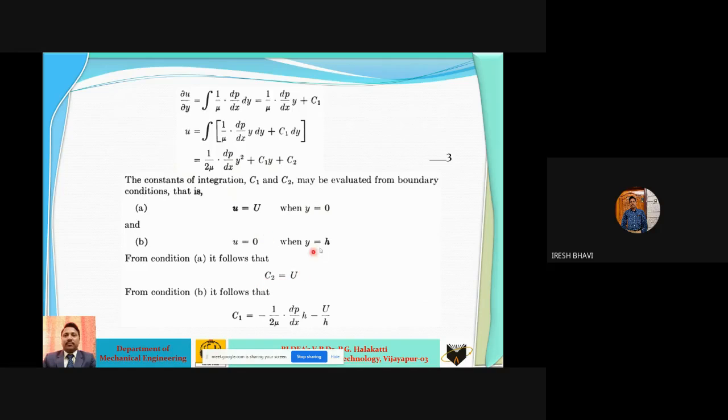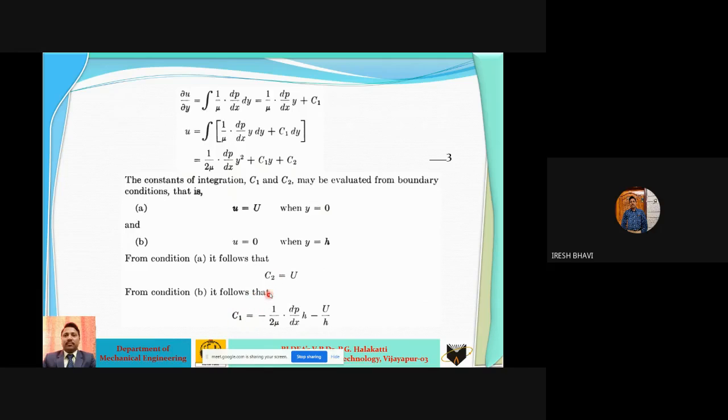Now let us substitute the second boundary condition, that is, when y is equal to h, u is equal to 0. Substitute y is equal to h. So it will become 0 is equal to 1 by 2 mu dp by dx into h square plus c1 into h plus c2, where c2 is equal to U, already you have got. Substitute it and simplify. You will get c1 is equal to minus 1 by 2 mu dp by dx into h minus U by h. Now you have got both the integration constants c1 and c2.